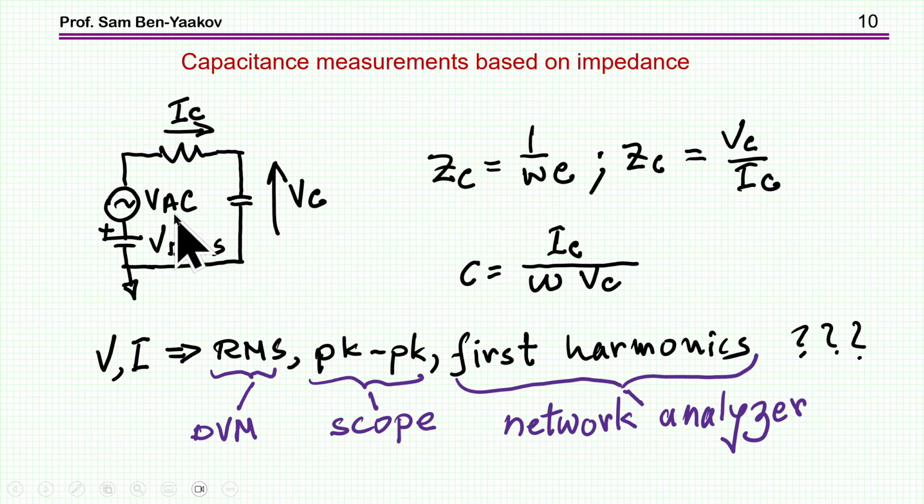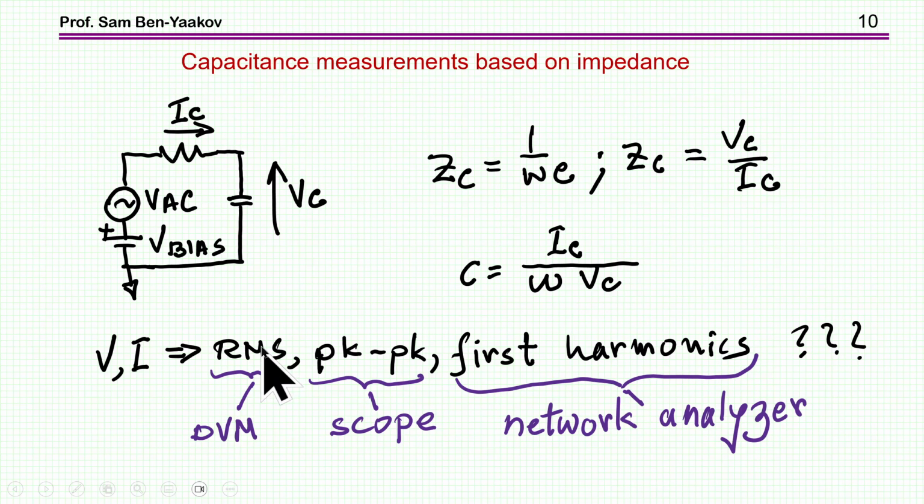Now, the impedance of a capacitor is 1 over omega C, and the impedance can be measured by voltage over current, and therefore you can get the capacitance as the current over omega times the voltage. But the question is, how do you measure the current and how do you measure the voltage? Usually the voltage is imposed like an AC source, sinusoidal. But still, if there is a resistor in series, then the voltage here will not be sinusoidal. So the question is, how do you measure these parameters, the current and the voltage?